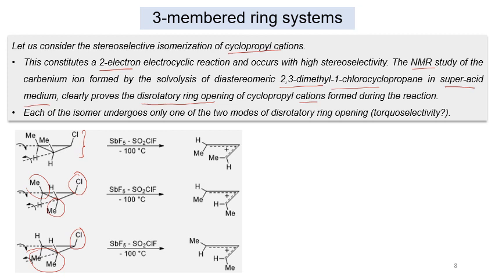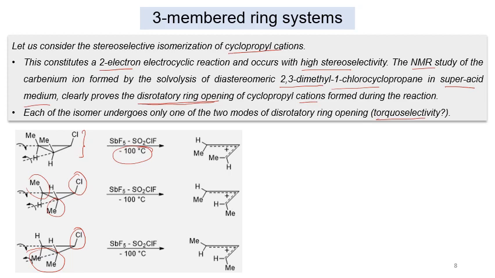Okay, so upon solvolysis, you can see here each of these undergoes a disrotatory ring opening, thereby clearly showing up in the NMR studies at minus 100 degrees that these are occurring with very high stereoselectivity. Each of these isomers will undergo only one of the two modes of disrotatory ring opening. Obviously, this is coming from the torquoselectivity.